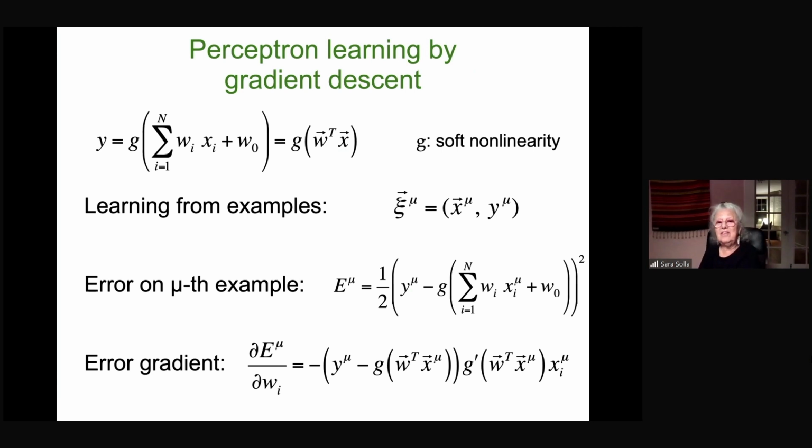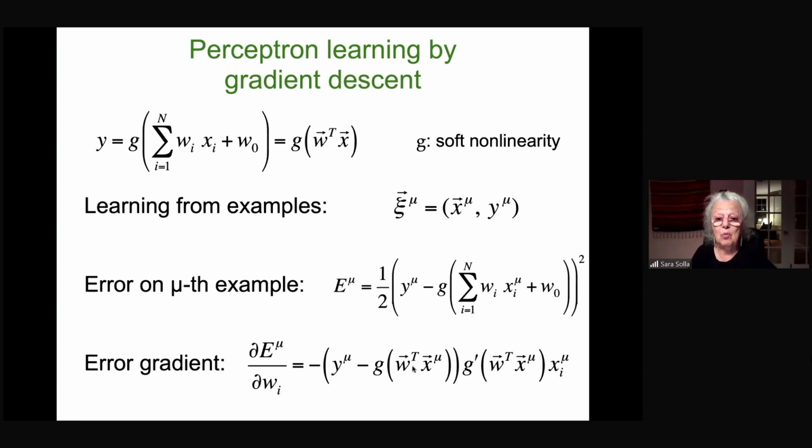So even in this very simple case, no hidden layers, I'm just mapping input, n-dimensional input into one output. Even in this very simple case, we can implement interesting functions. And let's assume again that we are in a situation of learning from examples. We have the examples xi mu. Each example is an xy pair, mu labels from 1 to m. What is the error that a given network with parameters W makes on the muth example?